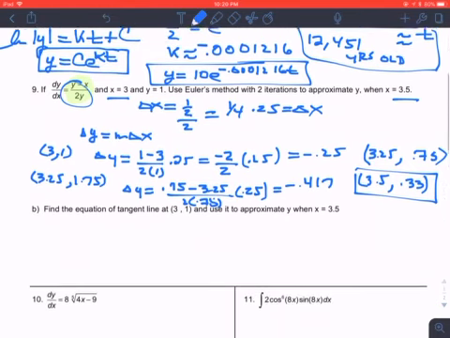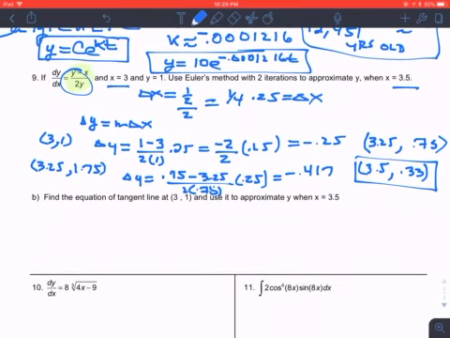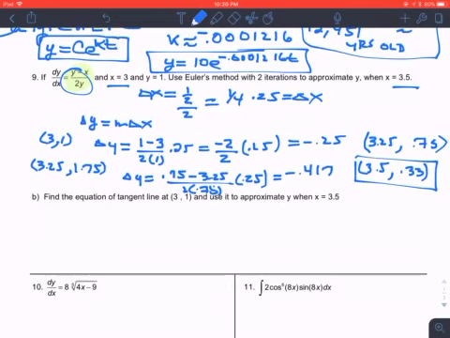Okay? All right, last one is we're going to find the equation of the tangent line at (3,1) and use it to approximate at 3.5. So we're doing the same thing as number 9, but we are not doing Euler's method. We're just doing a single tangent line. So we've got to find our slope. And our slope is going to be (y minus x) over (2 times y), which is (1 minus 3) over (2 times 1). That slope is negative 2 over positive 2, which equals negative 1.